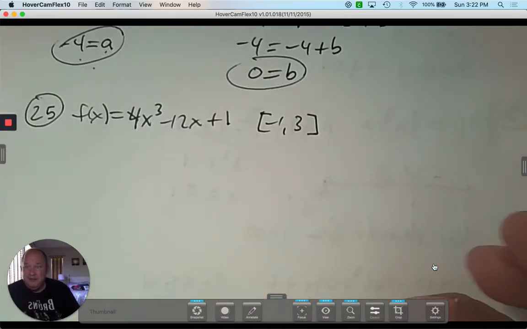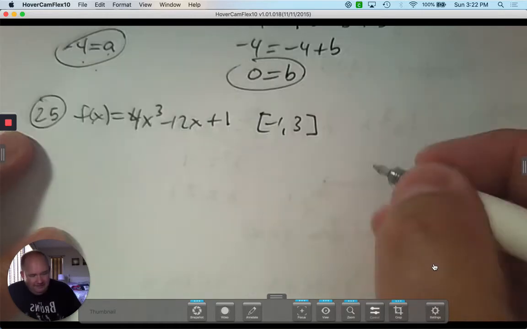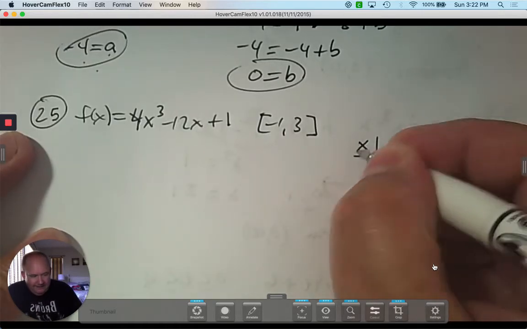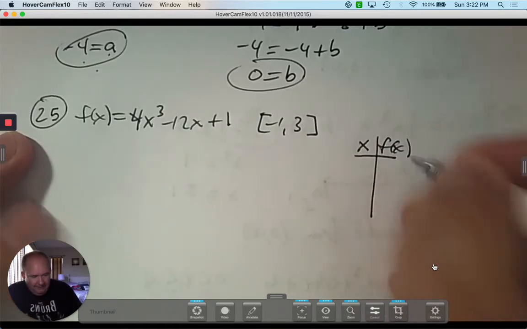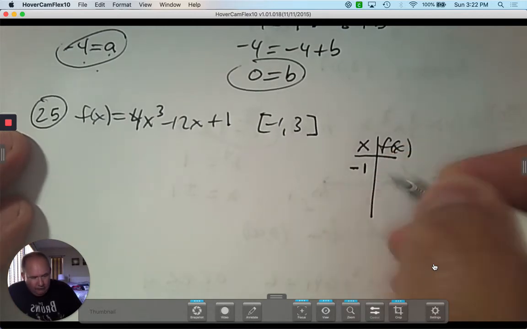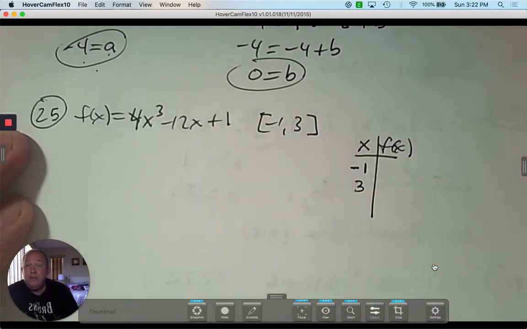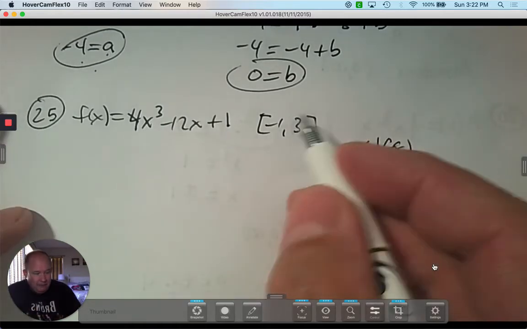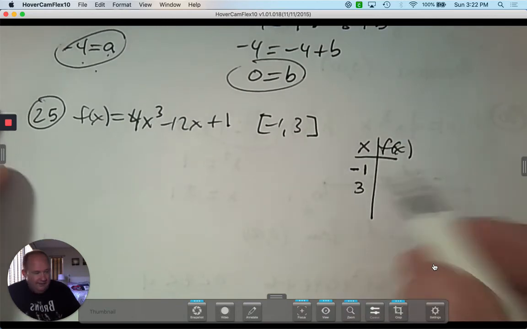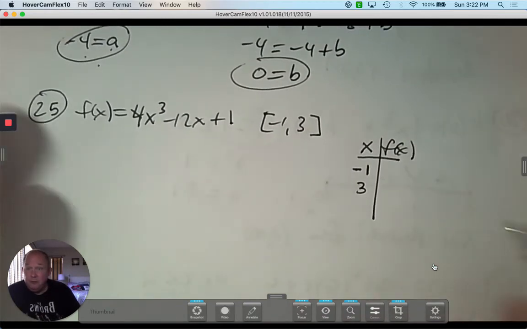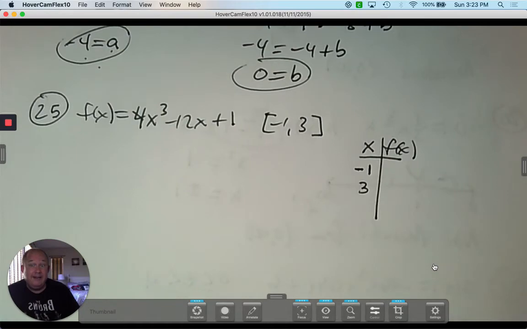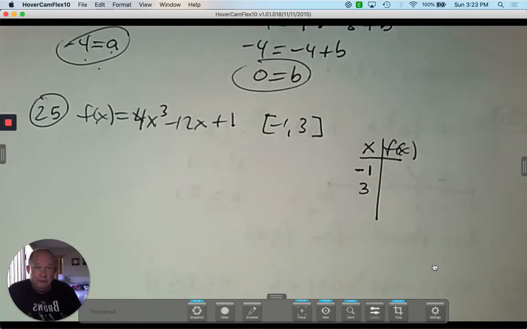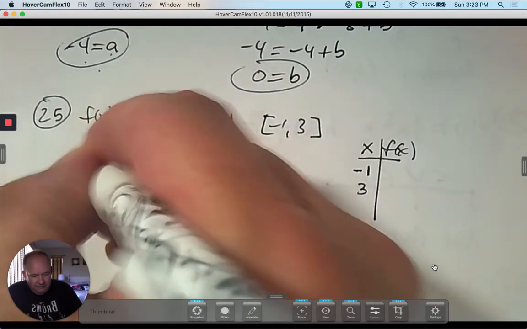So how do I do that? Well, ultimately I'm going to create a table of values. And on that table of values are going to be the end values of the interval. So -1 and 3 are going to be in that table. So I have to test the ends. Then I need to know the critical numbers from -1 to 3 and put those in. And then all I do is plug in and see which one gives me the greatest answer, which one gives me the least, and I have it. So how do I find the critical numbers again? We're going to take the derivative.